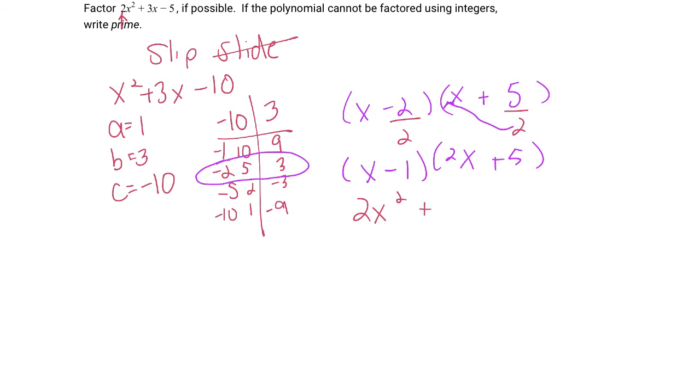2x squared plus 5x minus 2x minus 5. That's 2x squared plus 3x minus 5, which is the same as our original expression. I hope this helps you make some more sense of doing these.